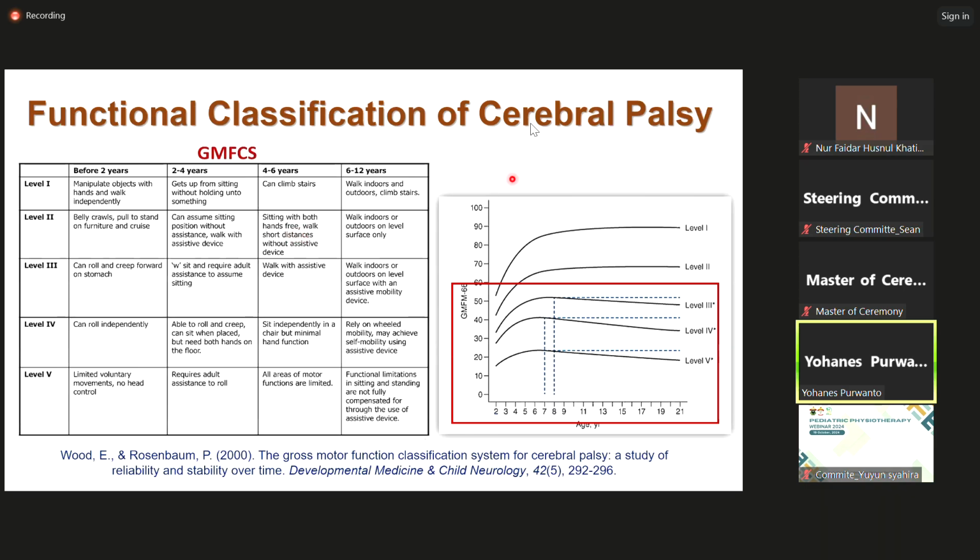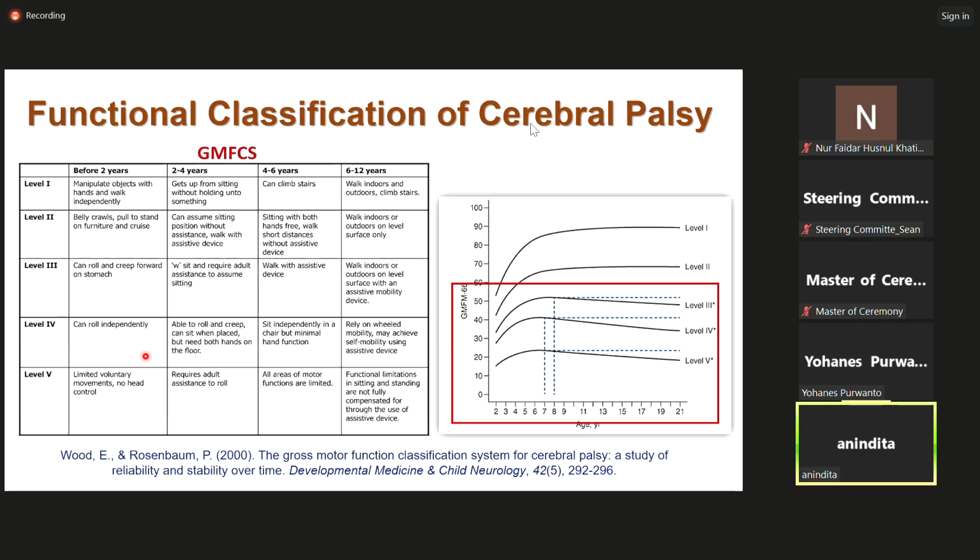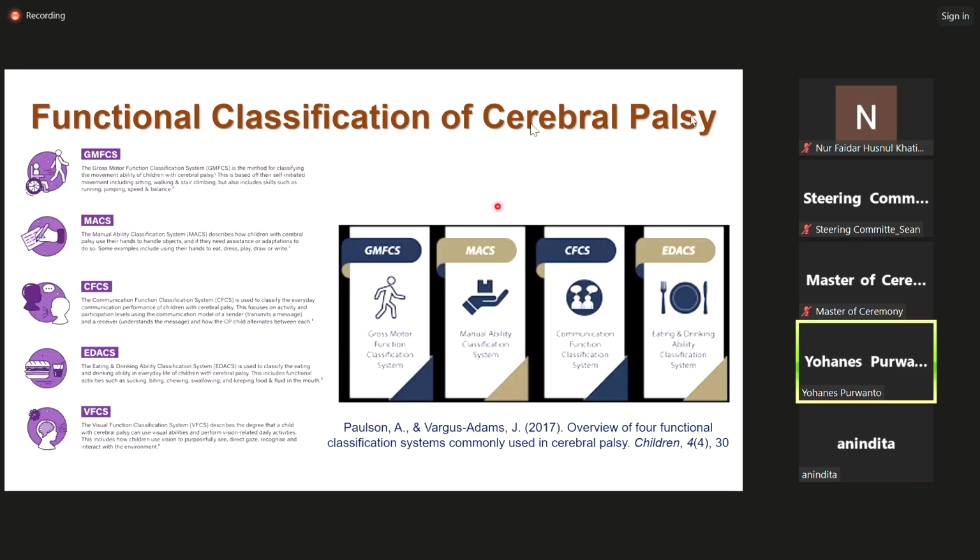But the second thing we need to understand is that we need to make the functional classification, not only the clinical classification. One of the most popular functional classifications in cerebral palsy is the Gross Motor Function Classification System. We can divide it so that level 1 is a mild functional problem, and level 5 is the most severe problem. We can see here.